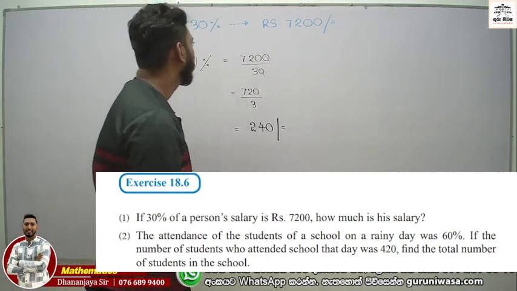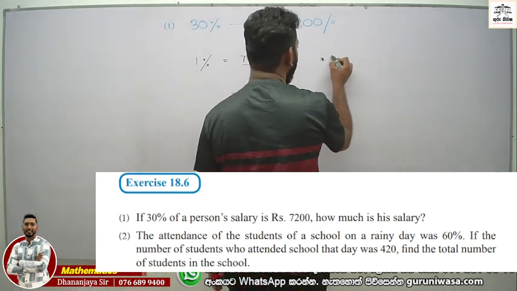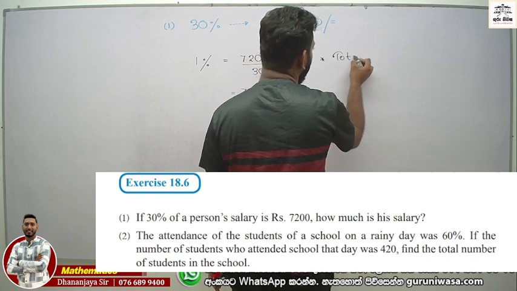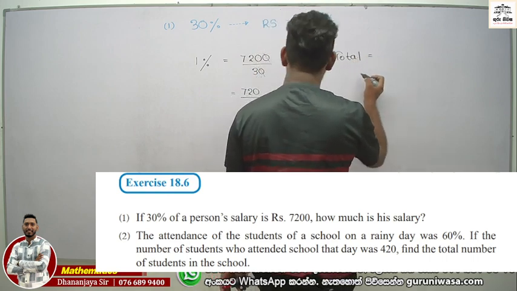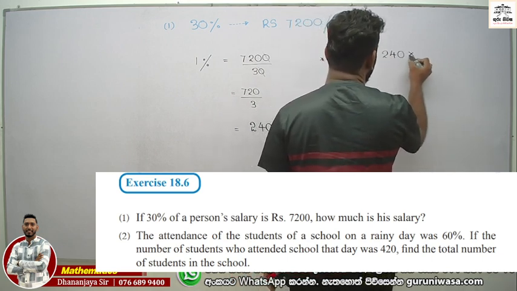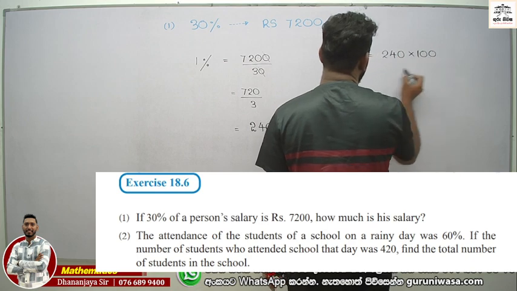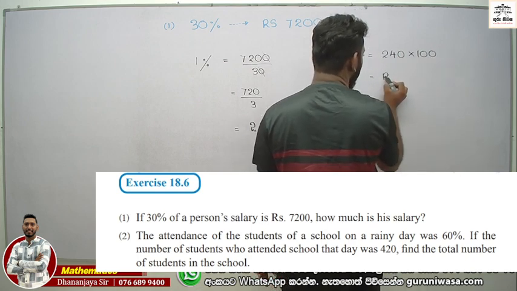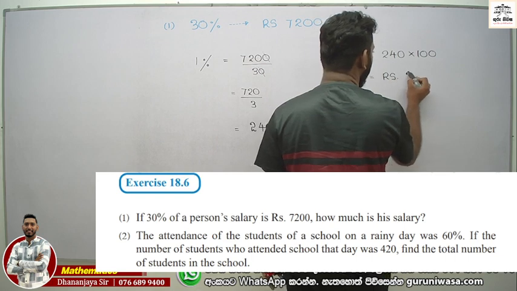Then how much is the total salary? On a total of 100%, therefore 240 multiplied by 100. Now the answer becomes 24,000 rupees.